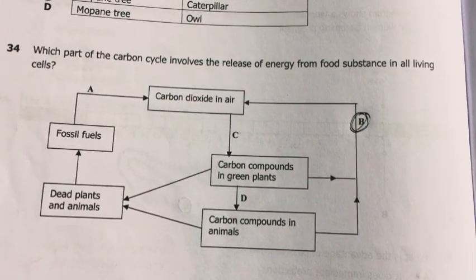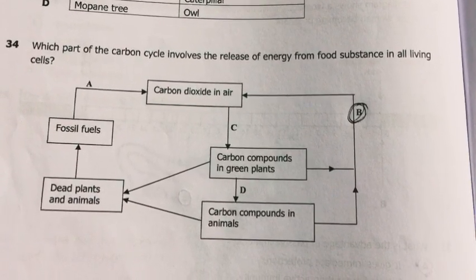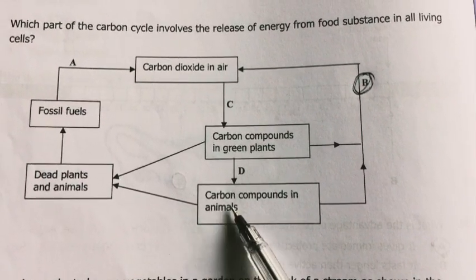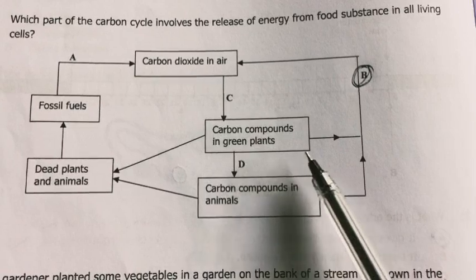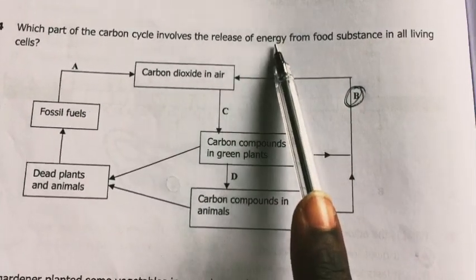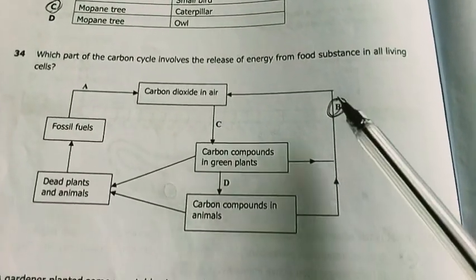34. Which part of the carbon cycle involves the release of energy from food substances in all living cells? B. Look at this. Carbon compounds in animals, carbon compounds in plants. This is respiration, so it involves release of energy from food substances. So my answer there is B.